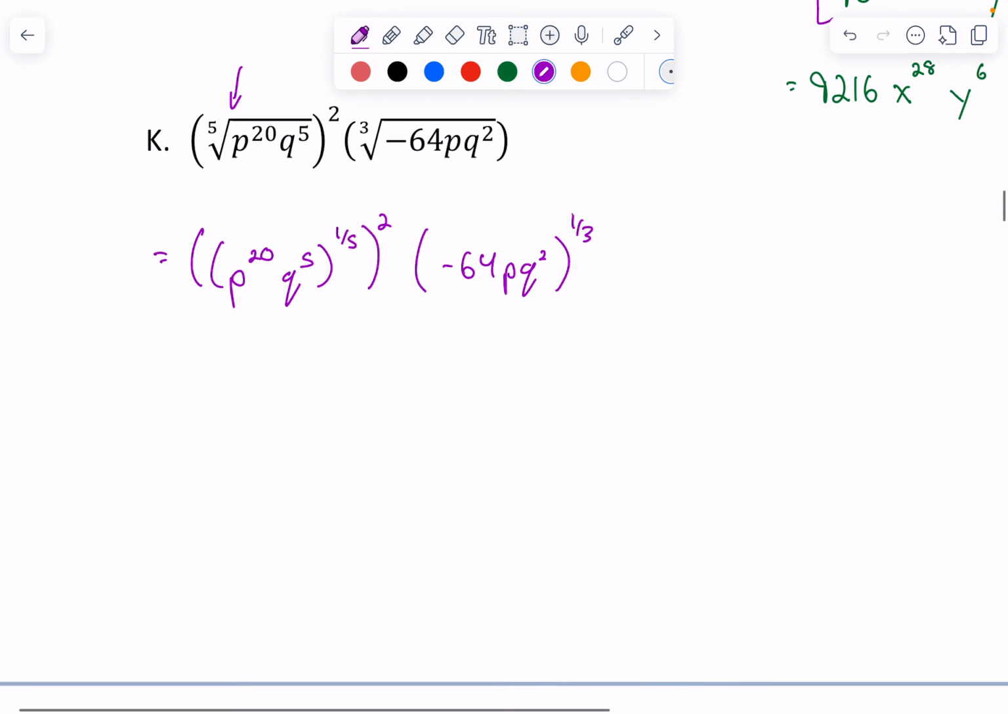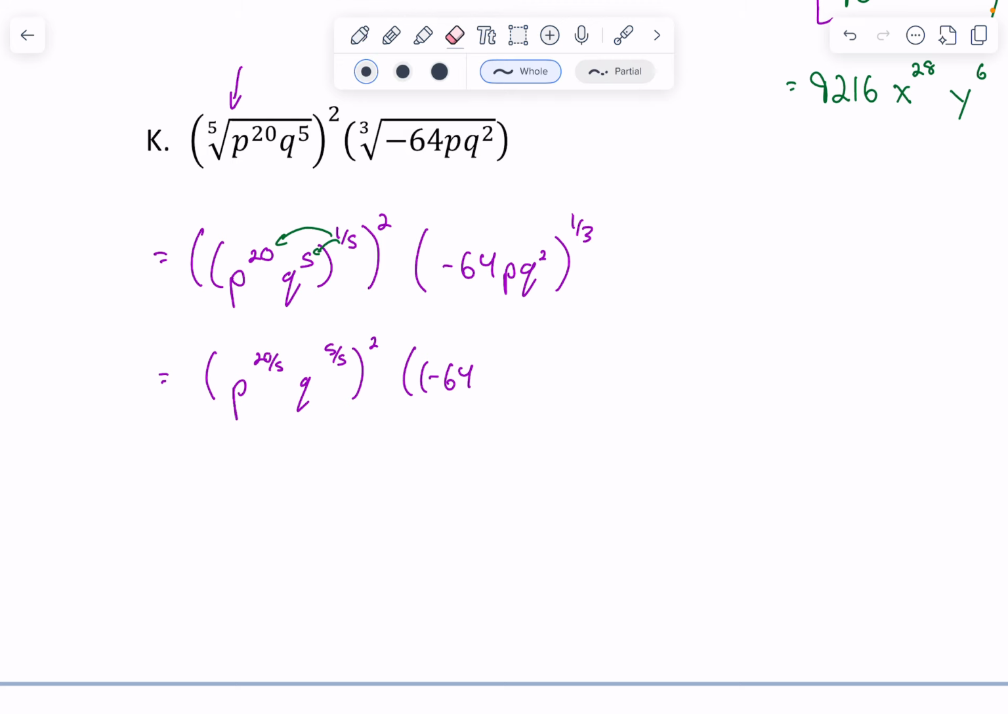So now you distribute those exponents. So let's deal with the inside first. So 5 going to both of these. So you have on the first bracket p 20 over 5 and q 5 over 5 all being squared. And then here you have minus 64 all being put to the third, p put to the third, and q put to the 2/3 when you multiply this one through.